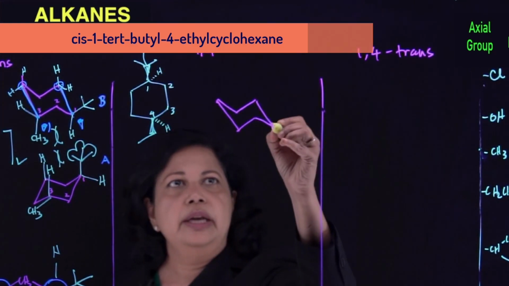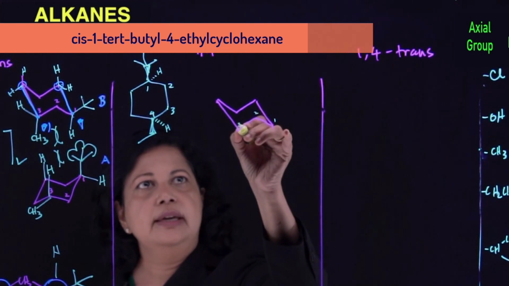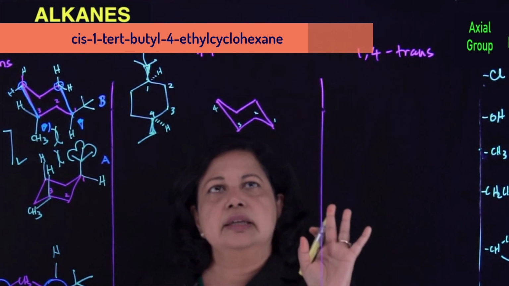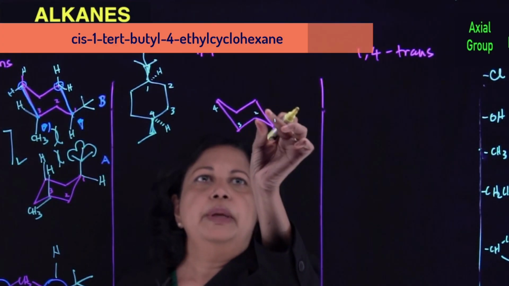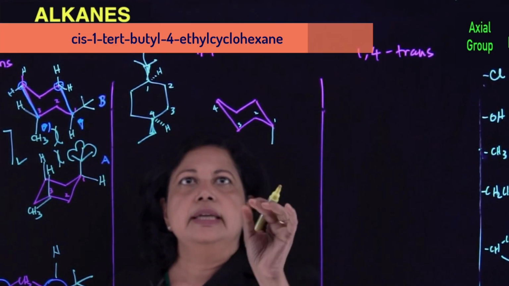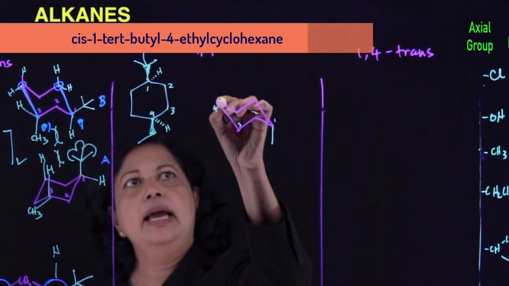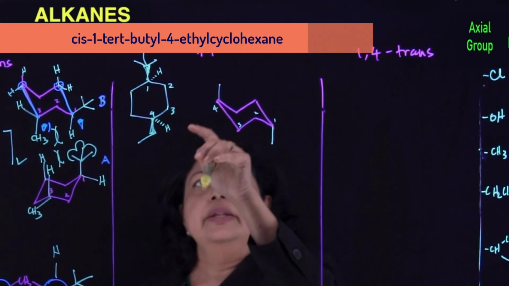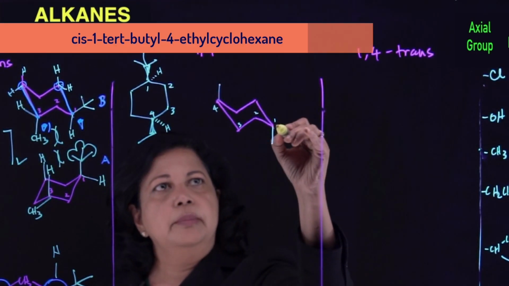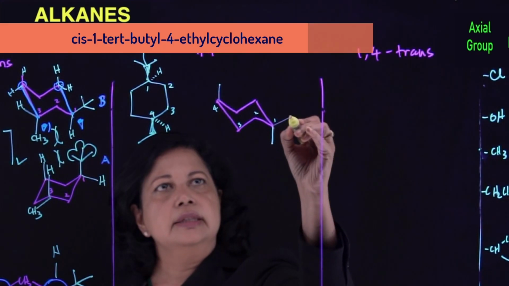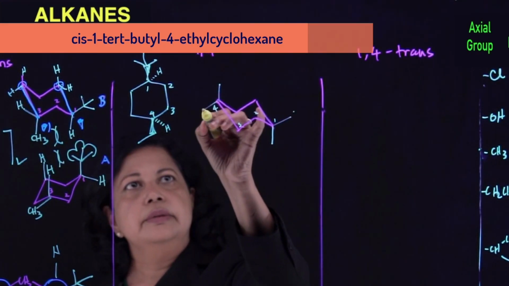So before you put in all of that, label your chair and put the axial and equatorial in the right places. Peak coming down, axial vertically down. Peak going up, axial vertically up. Then the equatorial is going to be about 20 degrees above the horizon, and here too.